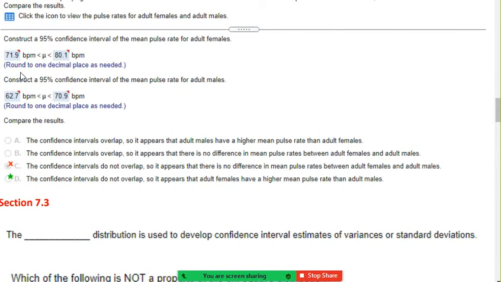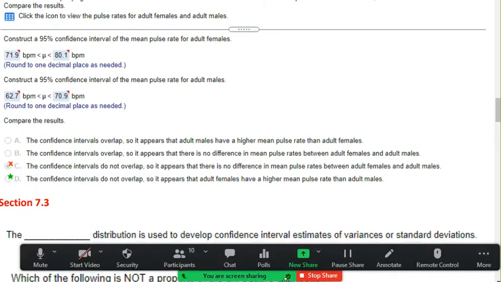Let's write some of these things down. So 71.9 is less than mu sub F, which is less than 80.1. And for men, it was 62.7 and 70.9. There's something interesting about these confidence intervals. Even though we don't have the data, there's something that I want to point out about this problem.